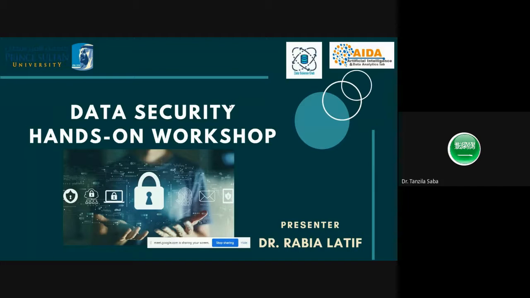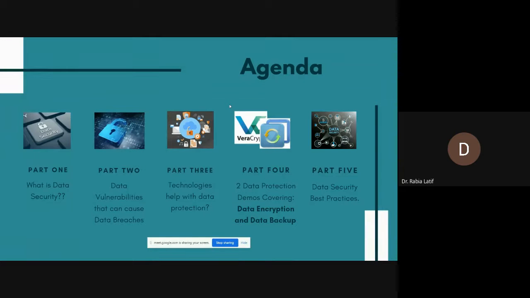Okay. So the topic of today's workshop is data security, along with practical demonstration of two data security tools, VeraCrypt and AOMEI Backupper, which we can use to back up your data. The agenda of the workshop is as follows. First, we will discuss what is data security. Then we will move to data vulnerabilities that can cause data breaches. Then we will discuss some technologies that are helpful to protect your data.